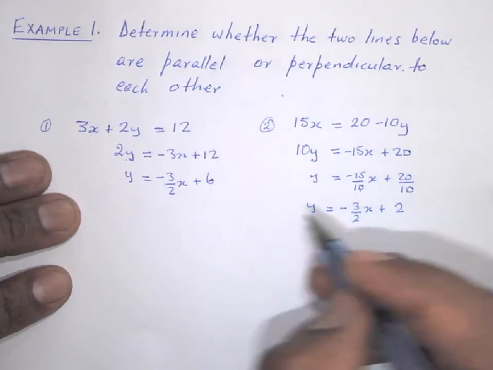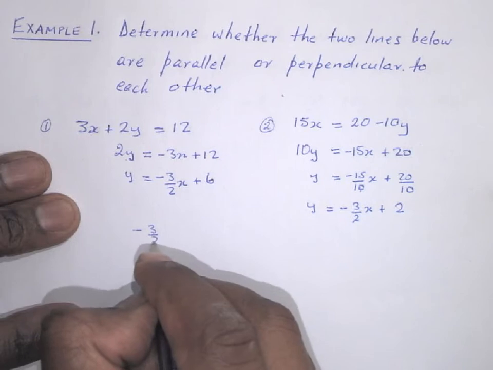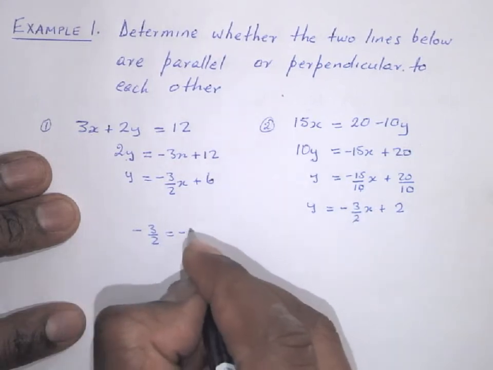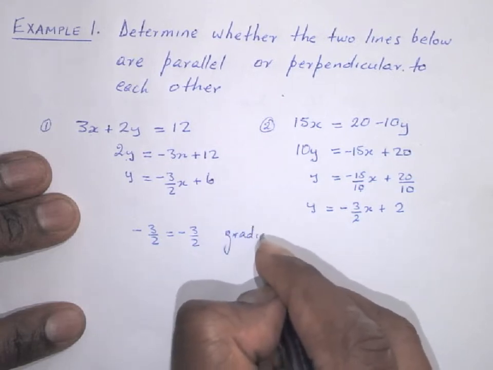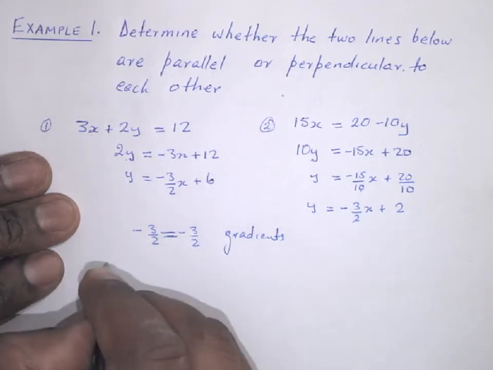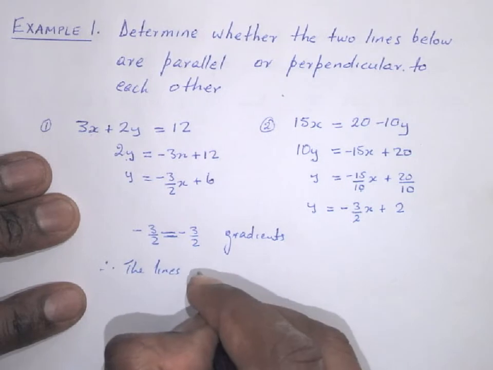If you look at the gradients, the gradient here is -3 over 2, and the gradient here is also -3 over 2. The gradients are equal. So if the gradients are equal, we can conclude that the lines are parallel.